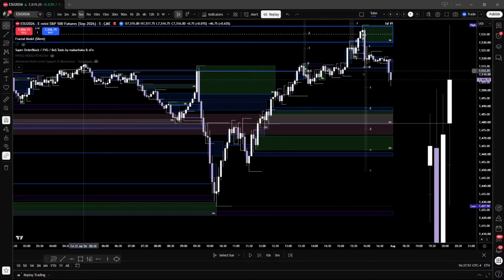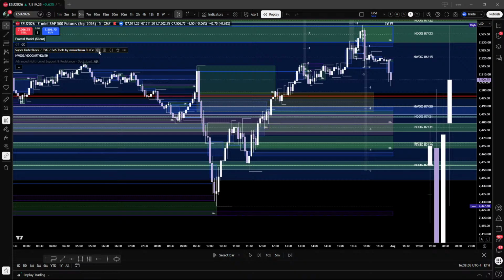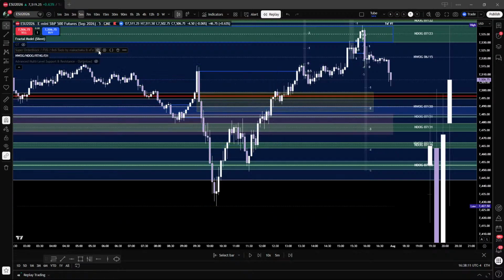Right. So yeah, these are the indicators that I use often. Let's turn this back on. I will turn this one off because it's just too busy, even for me.